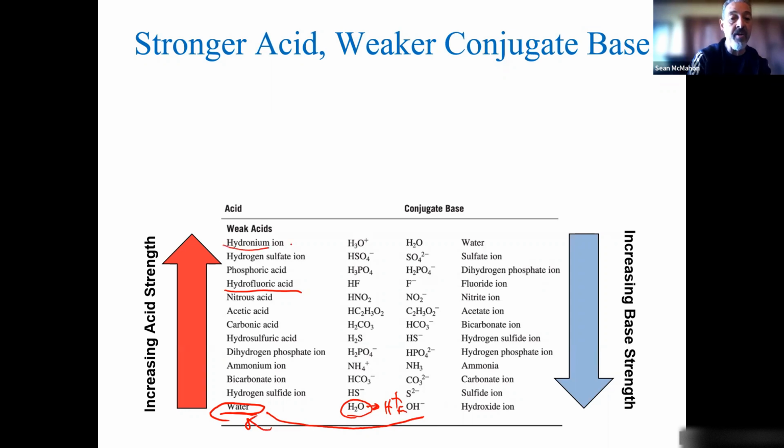The stronger the acid, so the hydronium ion is stronger than all these weak acids. It has the weakest conjugate base, water. And that makes sense because water, again, is neutral.